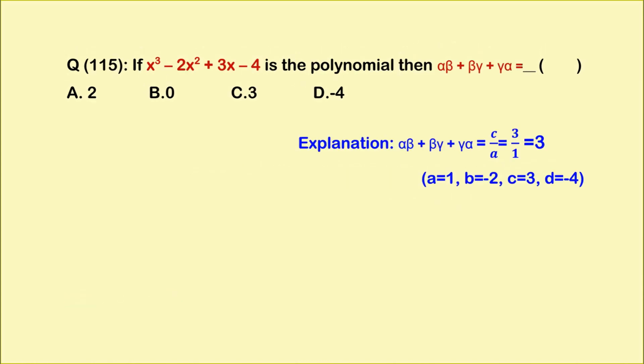Question number 115. If x cube minus 2x square plus 3x minus 4 is the polynomial, then find alpha into beta plus beta into gamma plus gamma into alpha. By comparing with the standard form of equation, the value of a is equal to 1, the value of b is equal to minus 2, the value of c is equal to 3 and the value of d is equal to minus 4.